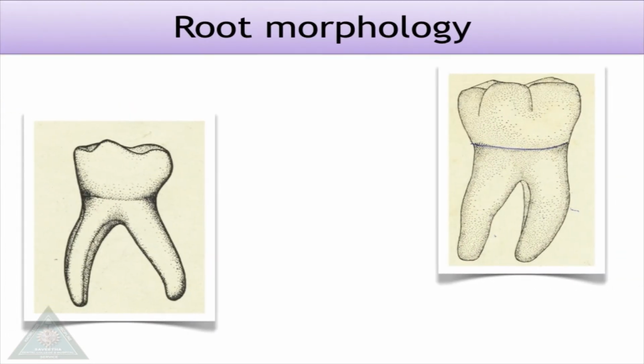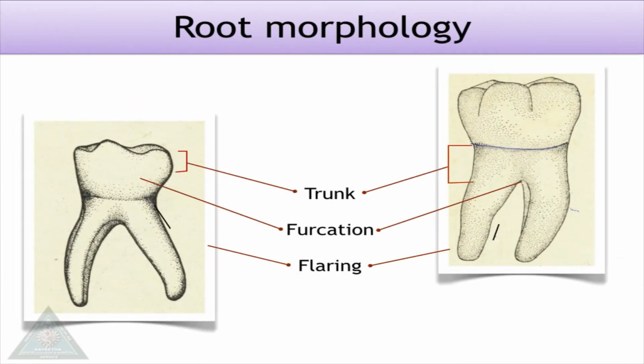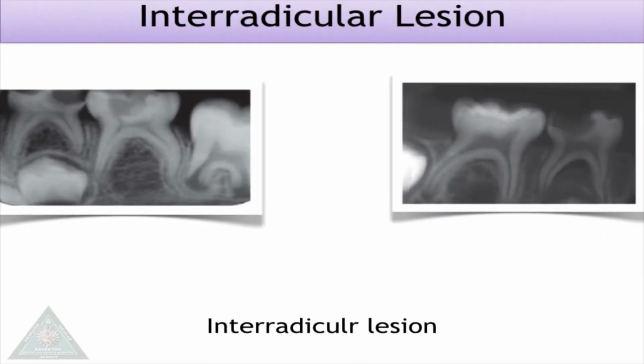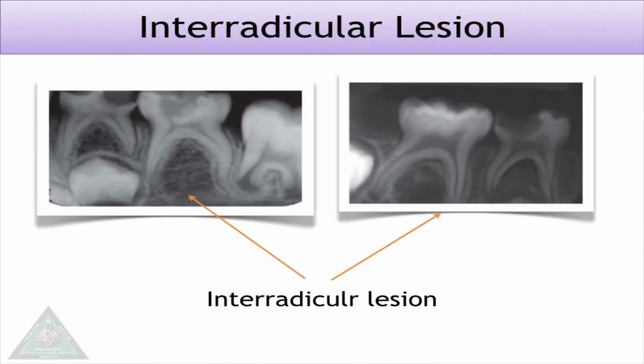The trunk portion of the primary tooth is narrow, but it's wider in permanent tooth. The furcation and flaring is wider in primary tooth than the permanent tooth. Presence of interradicular lesion in primary tooth shows the progression of caries towards the pulp chamber.